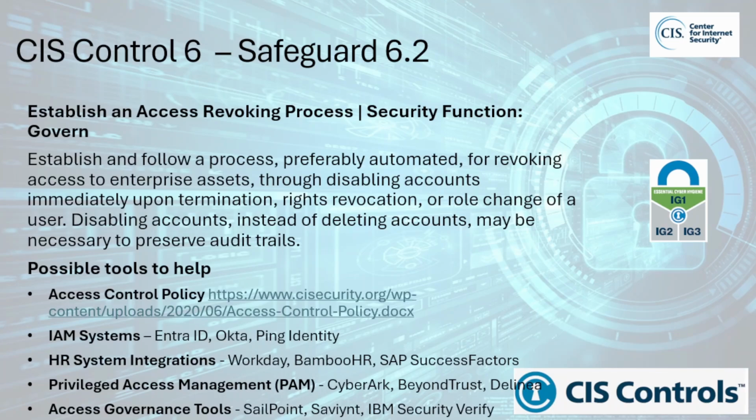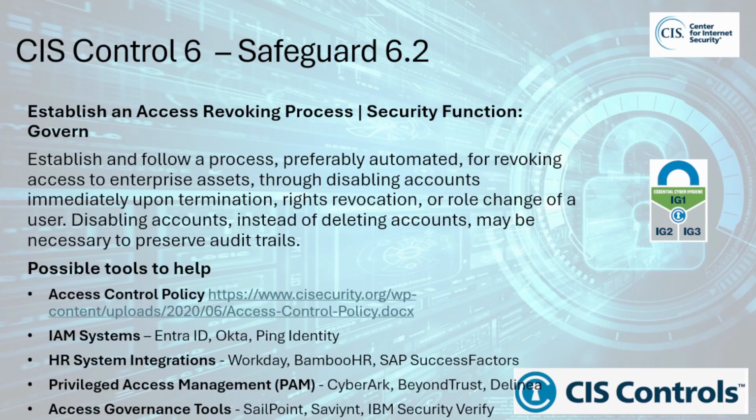Why does this safeguard matter? Failing to revoke access in a timely manner creates security risks, including unauthorized data access, insider threats, and compliance violations. The safeguard helps maintain the principle of least privilege, reduces your attack surface, and protects sensitive organizational assets. Possible tools to help include an access control policy, which outlines how user access is requested, approved, reviewed, and revoked. Example link from CIS Security for an access control policy.